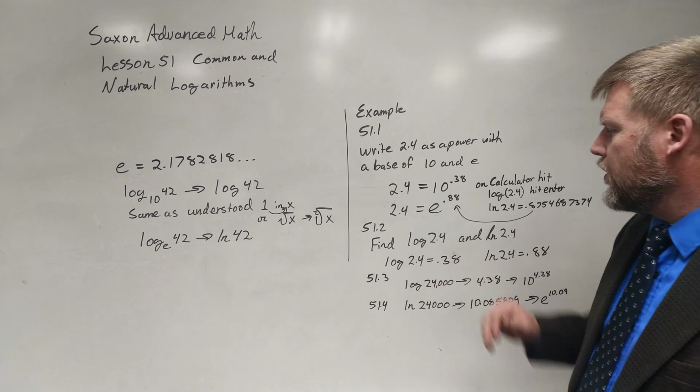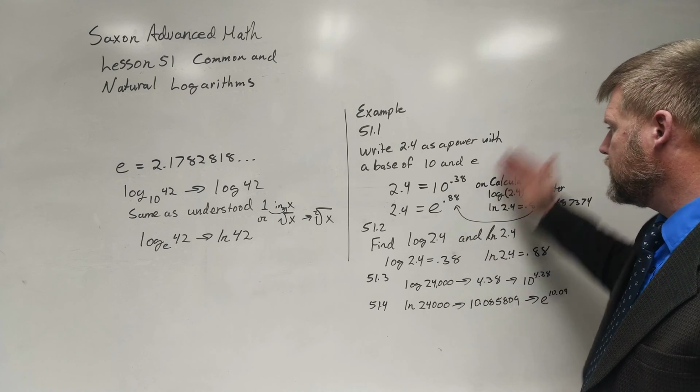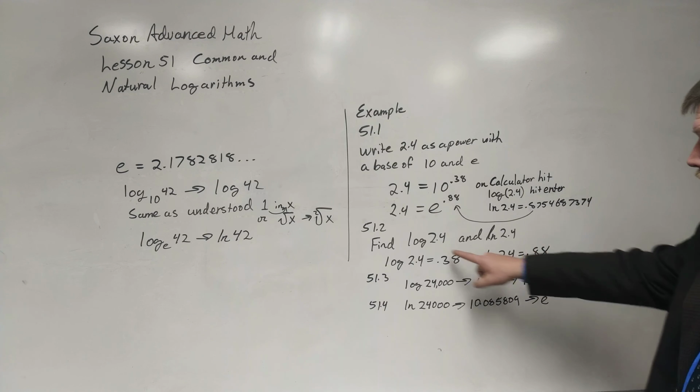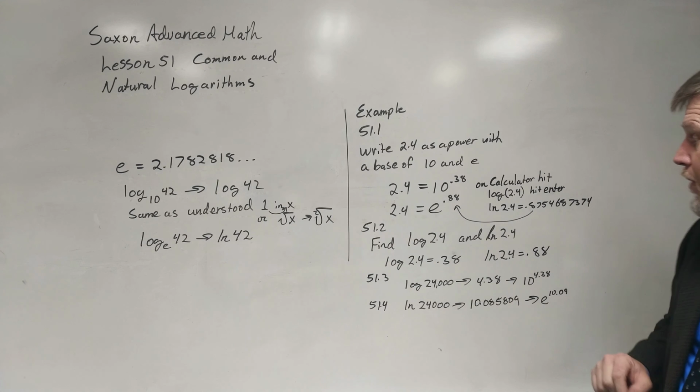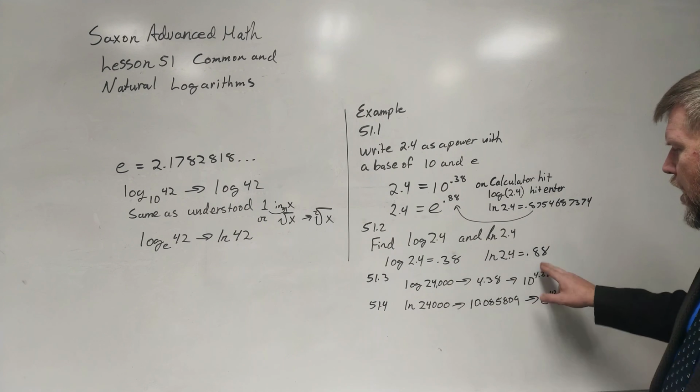Now, look at 51.2. Find the log of 2.4 and the ln of 2.4. Well, we just did that. I hit log 2.4 on my calculator, and that gives me a value of 0.38. I hit ln 2.4, and I get 0.88. Okay, so I have 0.38 and 0.88.